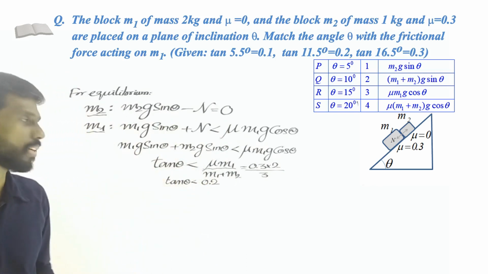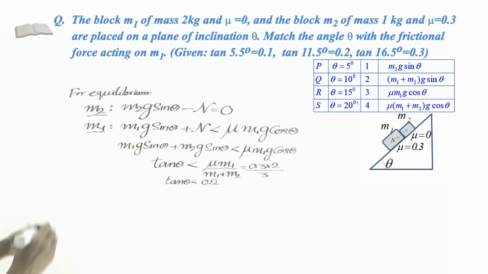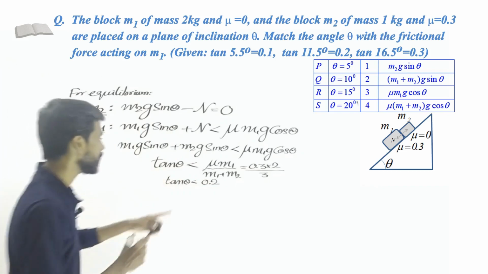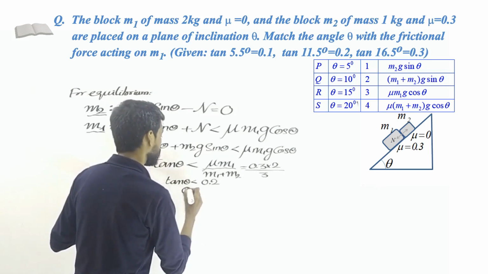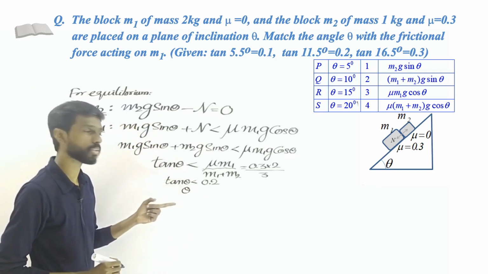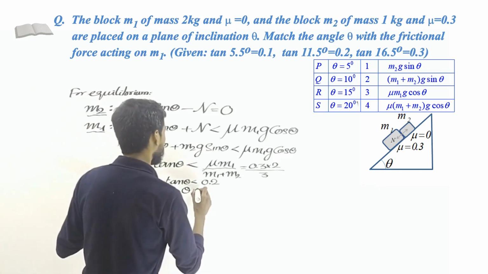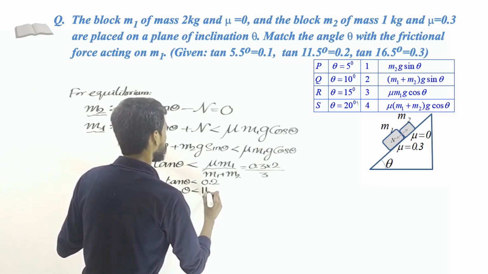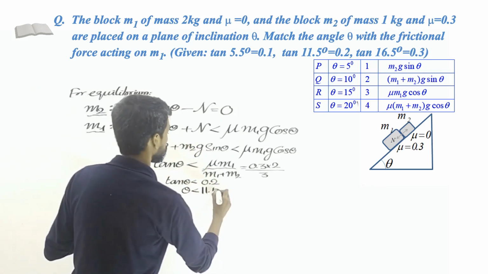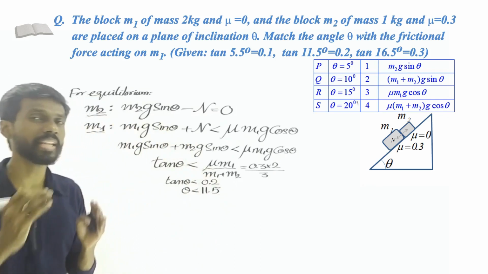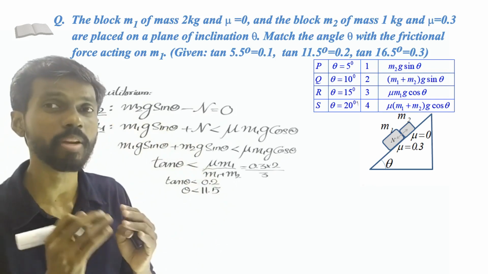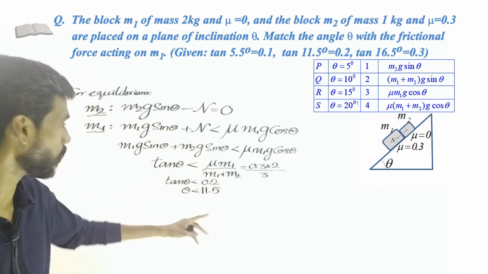Okay. Tan theta is less than 0.2. So what is theta then? It is given in the question itself. You see, it is given that tan 11.5 is 0.2. That means tan theta is less than 0.2, so theta should be less than 11.5. If theta is less than 11.5, the system will be in equilibrium. That's all. That's what we have understood.